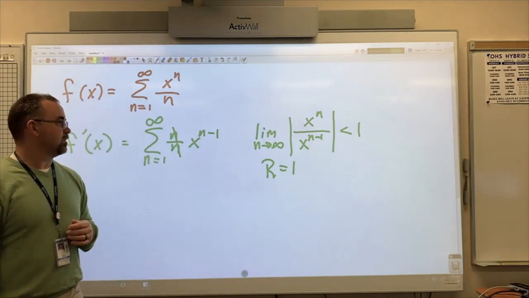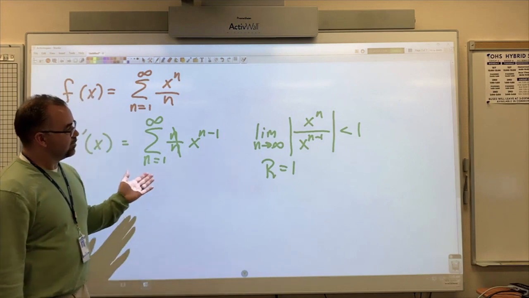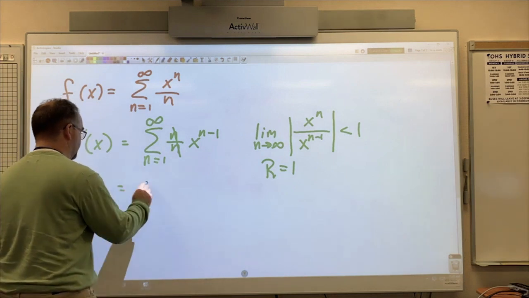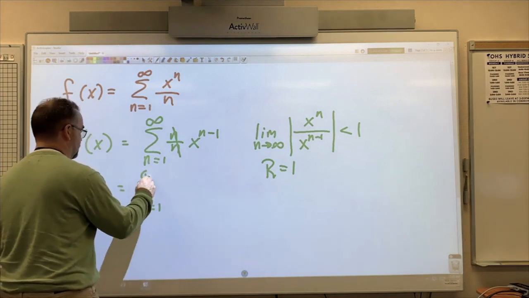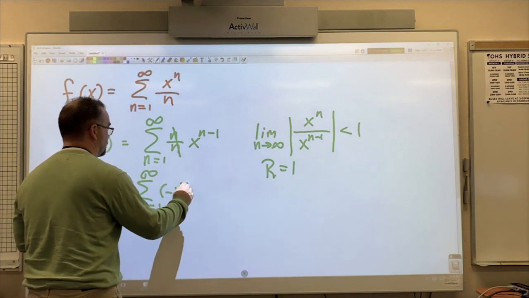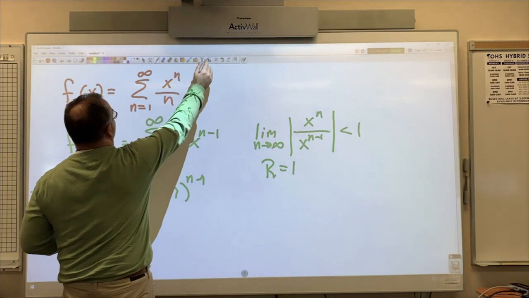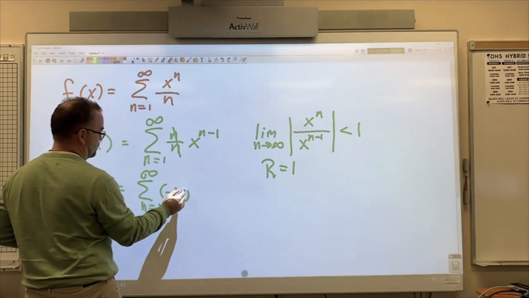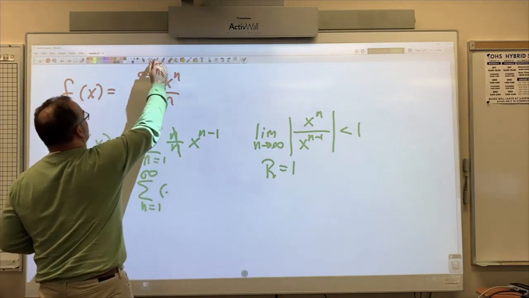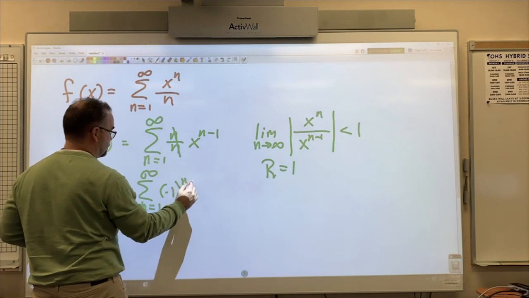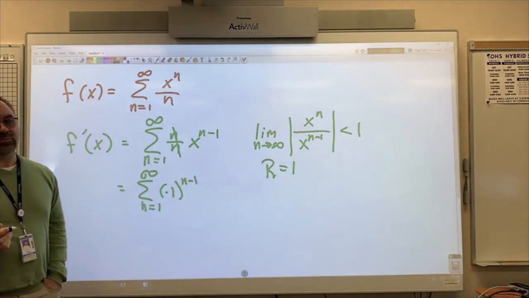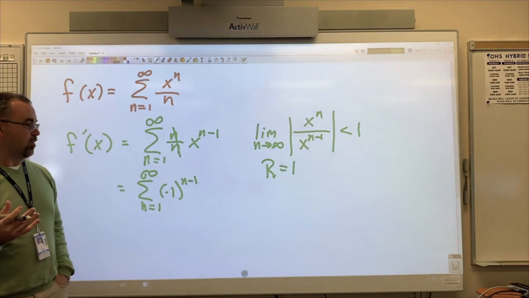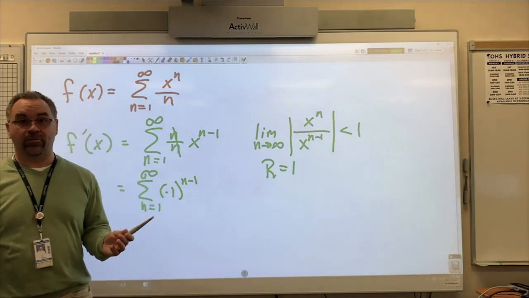And so at negative 1, what happens? Well, you get this. Oh my. Clean that up a little bit there. Didn't turn out very well. And notice that that's just going to alternate between positive and negative 1. Okay. So we can prove that this diverges by the nth term divergence test.